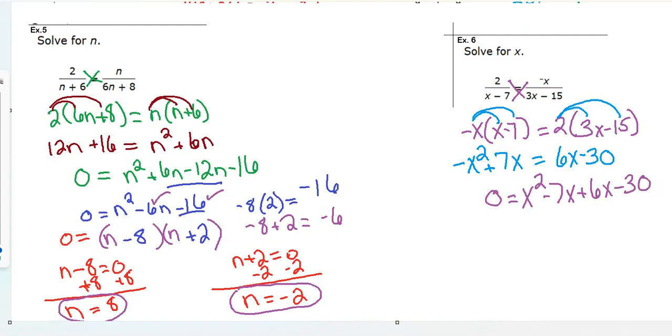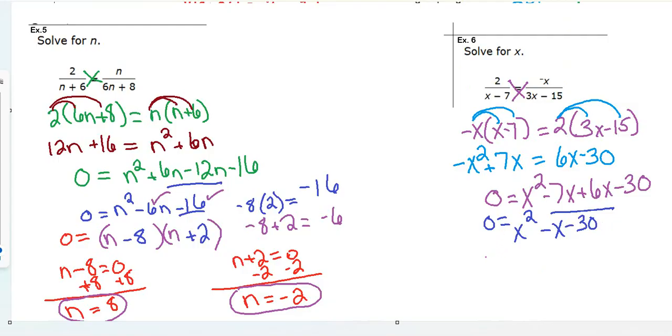All right, we can combine these two. It's going to give us, we still have 0, x squared. Those leave us at 1, negative 1x, minus 30. So to solve this, we have to factor it.